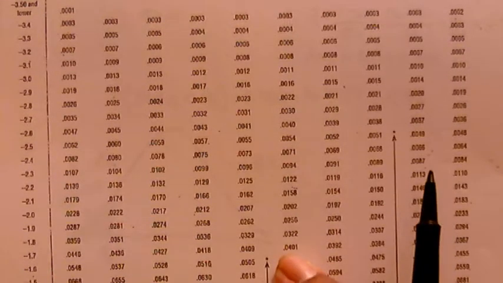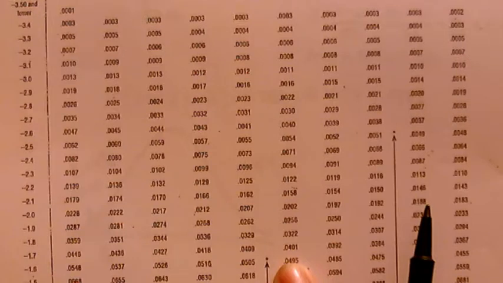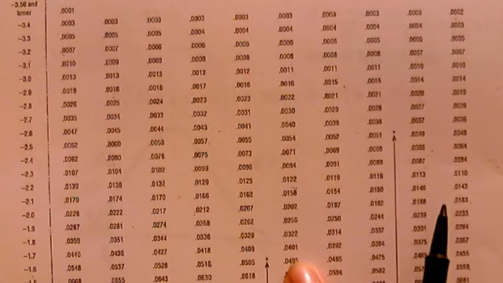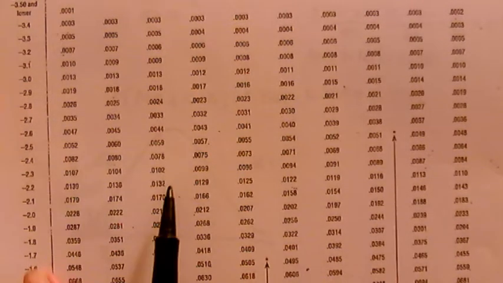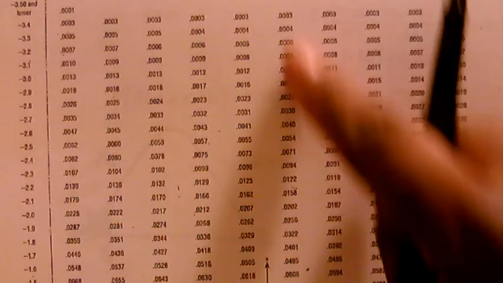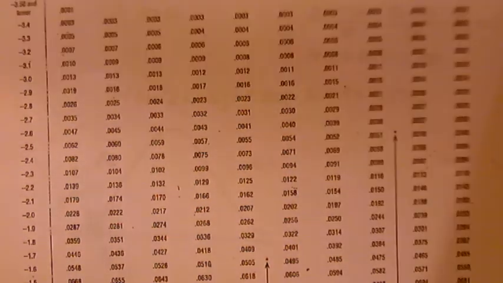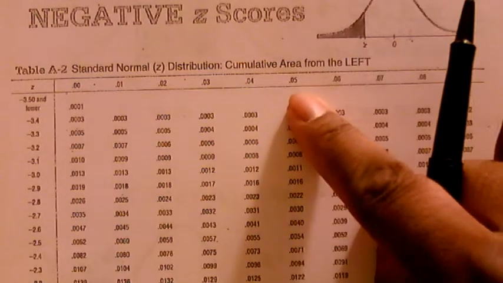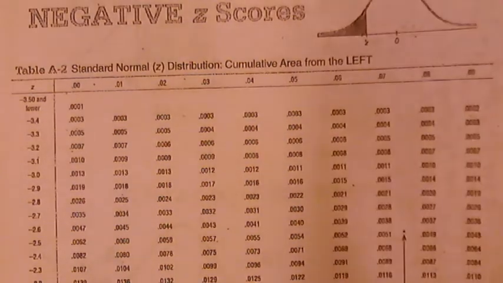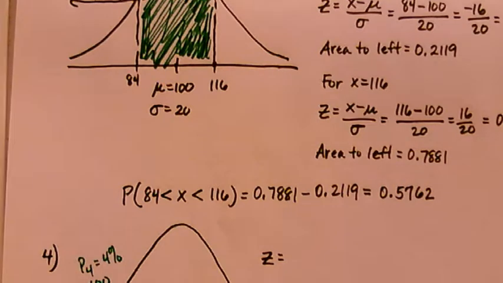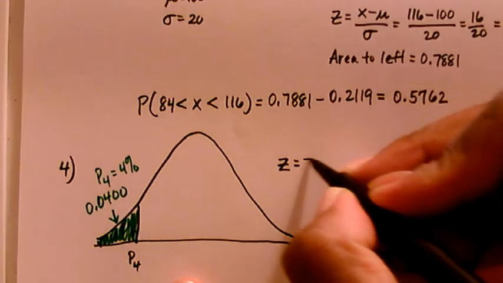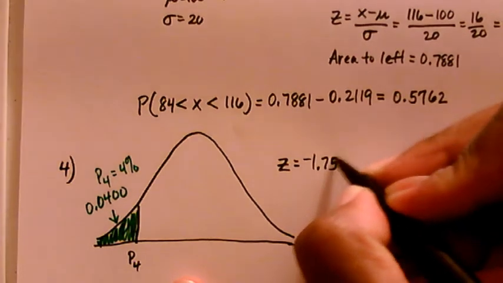That number is closest to 0.0400. Okay? And then we read to the left and to the top. To the left of 0.0401 will be negative 1.7, and the top will be 0.05. Okay, and that's up here. Okay, so my Z value for this would be negative 1.75.